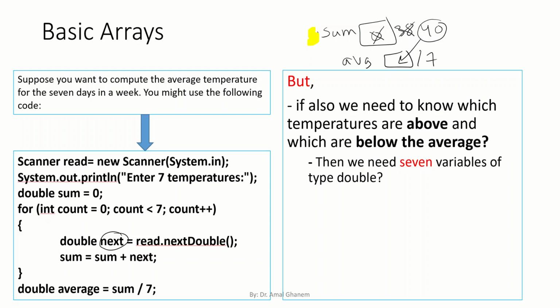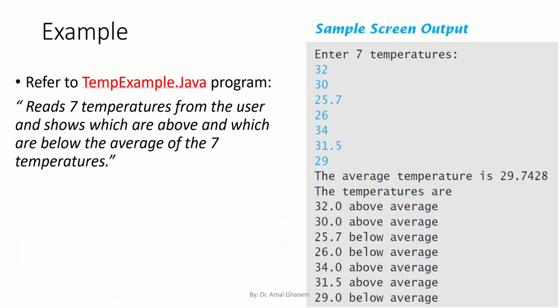Now let's assume that we have the same program, but we need to modify it a little bit, such that you have to ask the user for temperatures and calculate the average. Once you are done, you have to output the following messages. You need to find out, of the 7 temperatures, which one is above and which one is below the average. I have an example here, so I can show it to you. We need to do something similar to this.